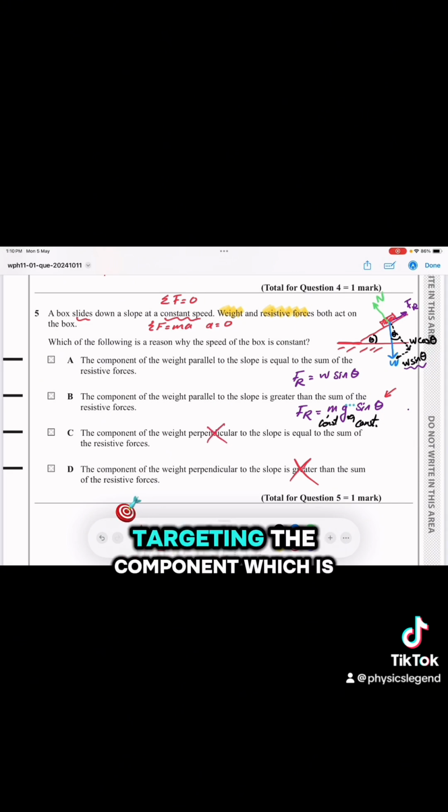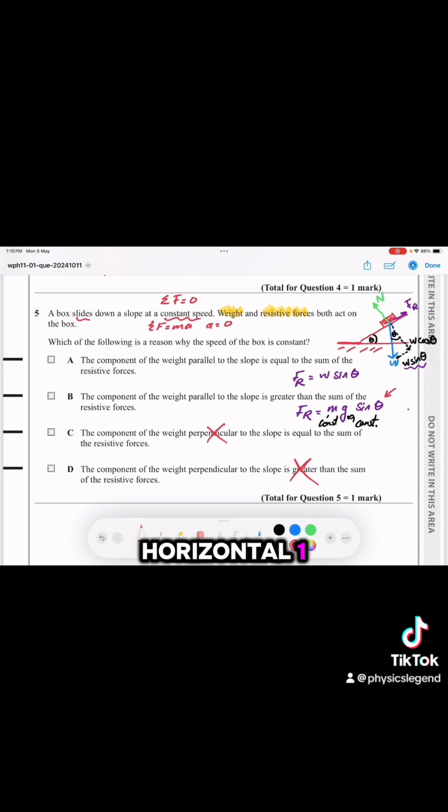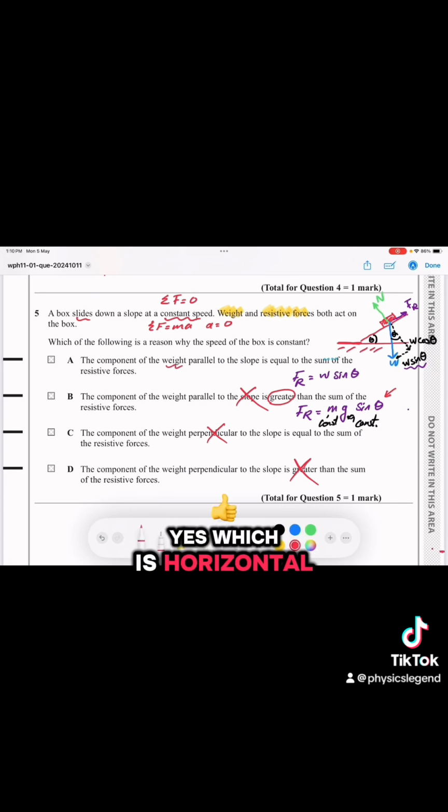Component of weight perpendicular to the slope is equal to the sum of resistive force. Cannot. I'm targeting the component which is horizontal. The component of weight parallel to the slope greater than... if it's equal to, I can choose this one. So the last one here, which is A: the component of weight which is parallel, yes, horizontal and parallel to the slope, is equal to the sum of resistive forces. So the choice A is the correct one.